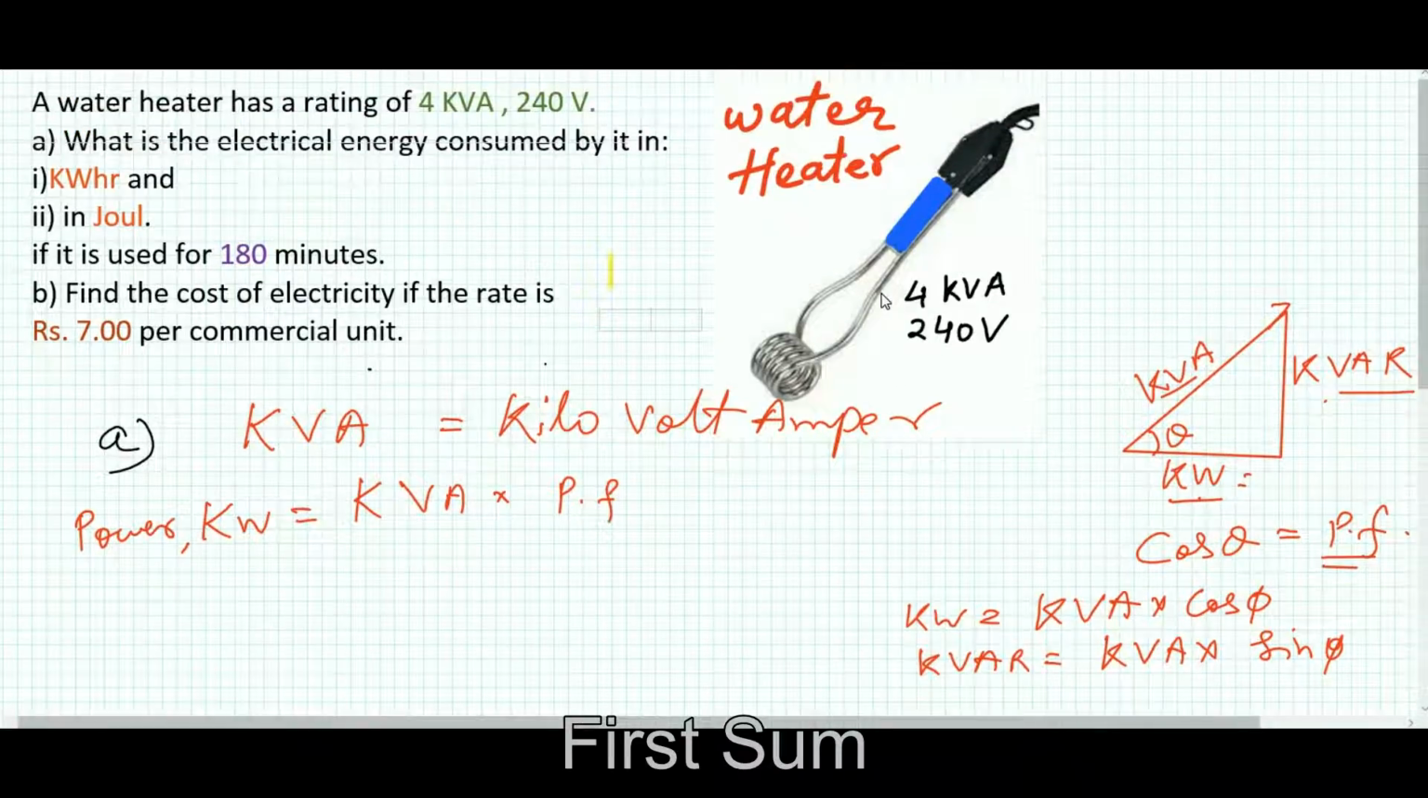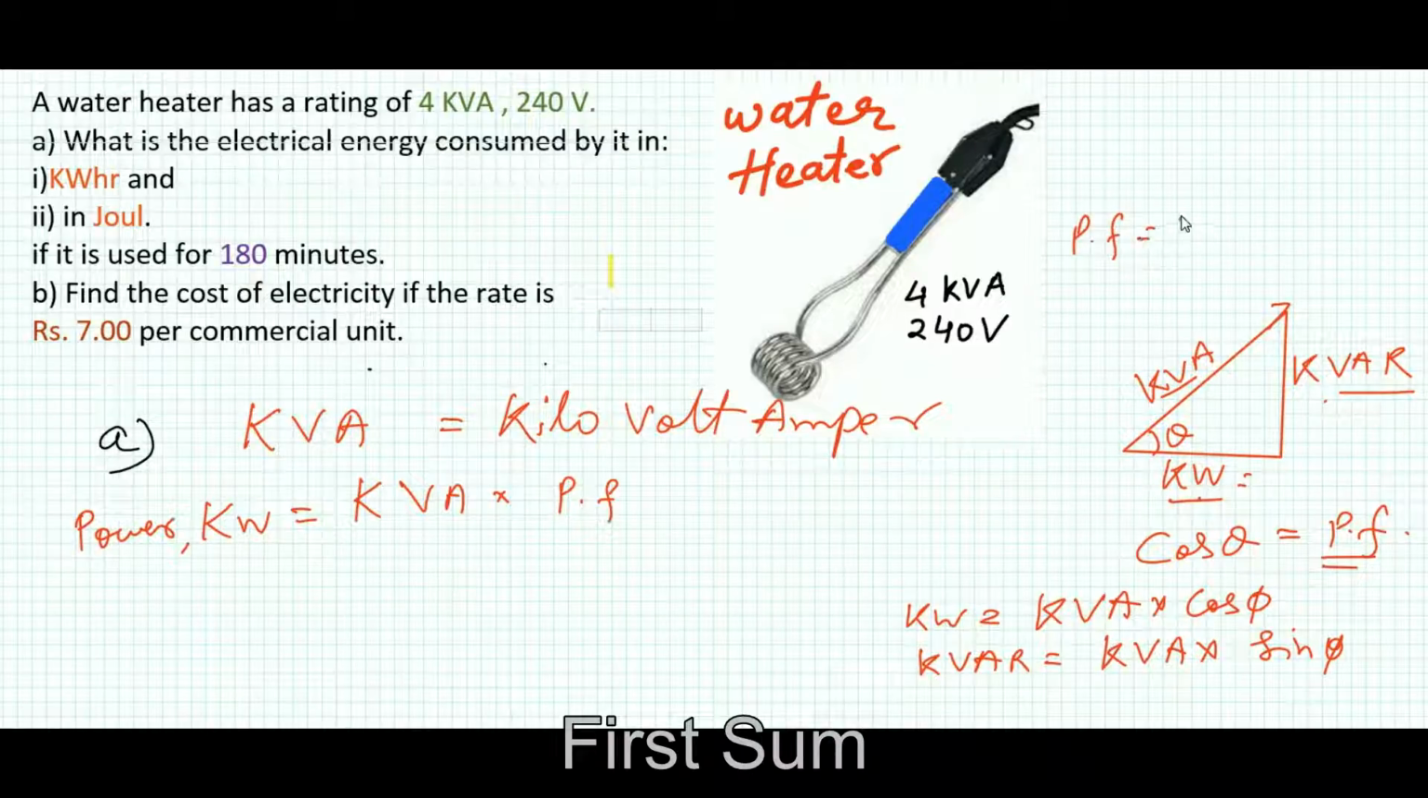As the heater is a resistive component, it is completely resistive power. That's why whatever electricity is consumed will all be real power, resistive power. That means the power factor in this case will be 1. So the kilowatt equals 4 into 1, that is 4 kilowatt.